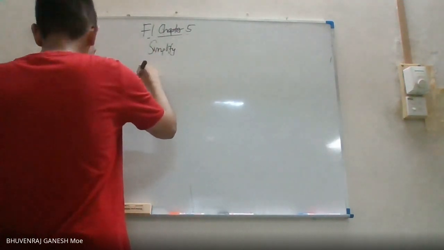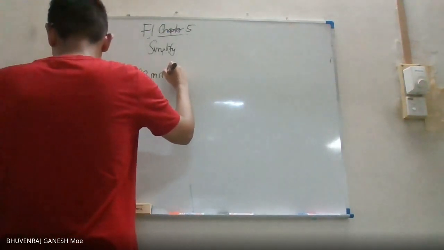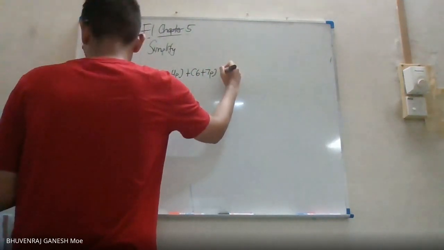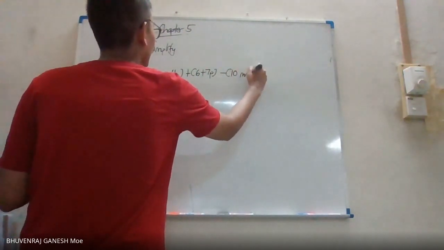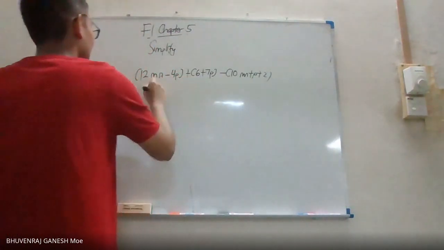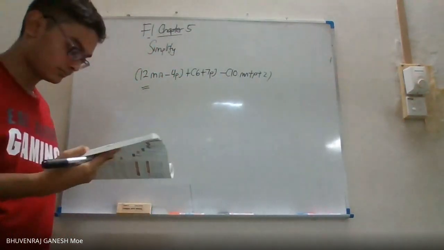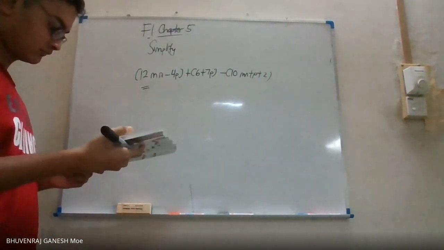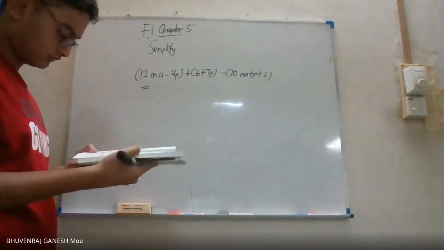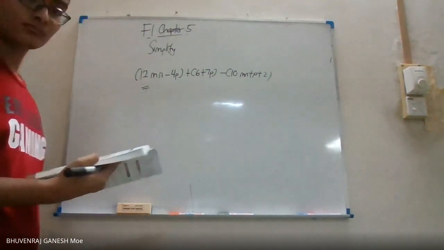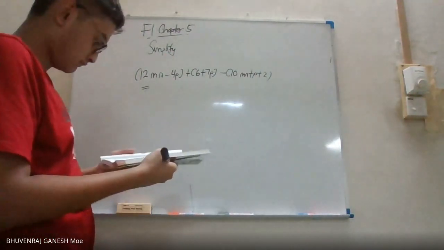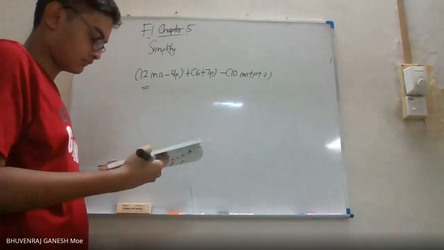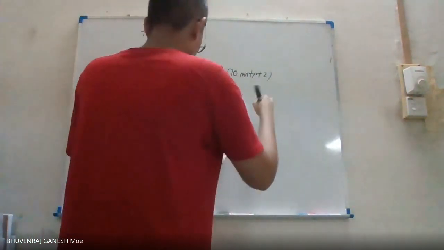So let's go for the difficult one. 12mn minus 4p plus 6 plus 7p minus 10mn plus p minus 2. Okay, you can do this slowly. See what your answer is. Okay, this one is minus 2, not plus 2.